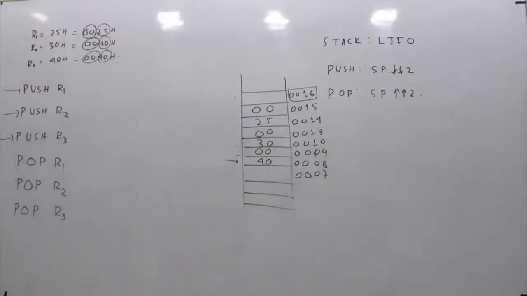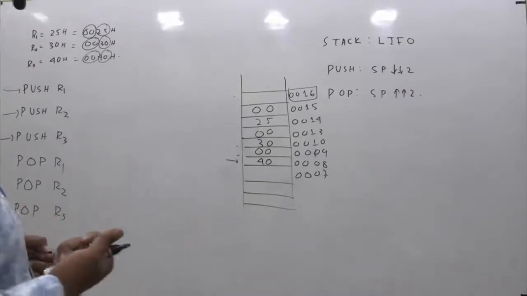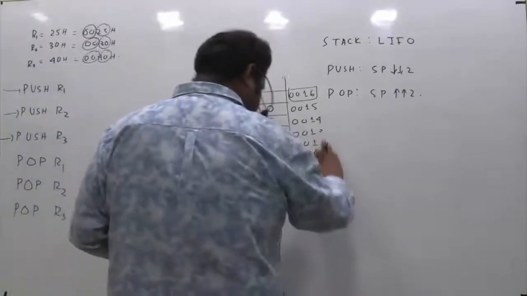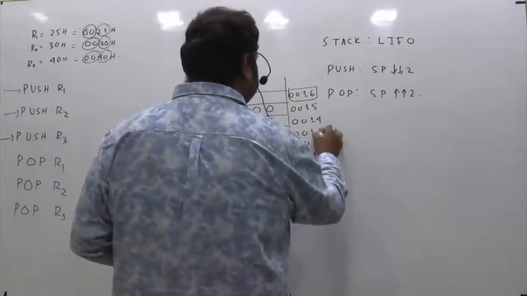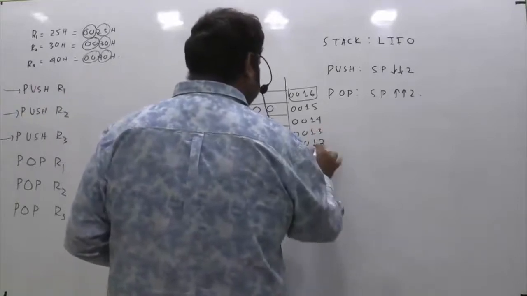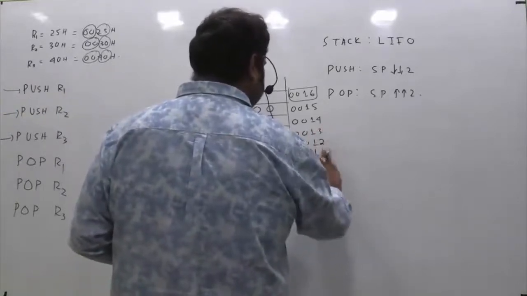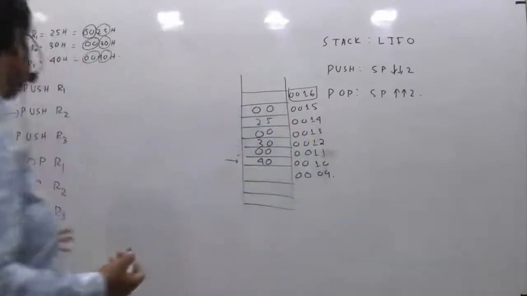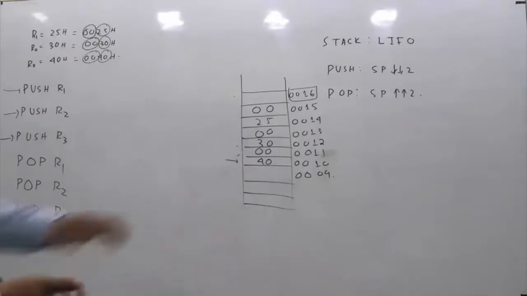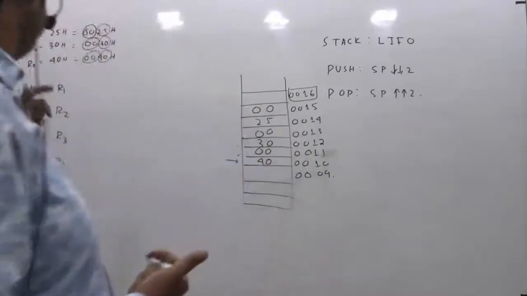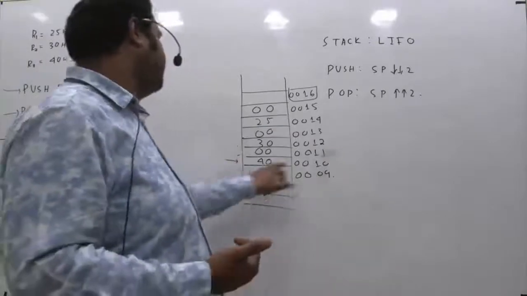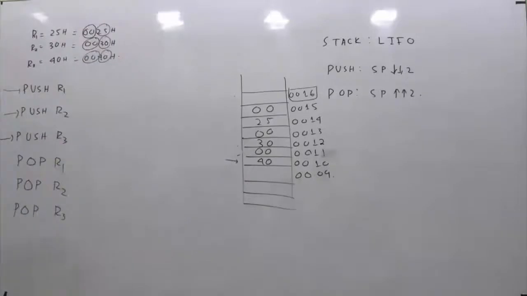In 1 push it decrements by 2, in 3 pushes it will decrement by 6, right? Actually I made a mistake. These are not in continuous order. This is 13, this is 12, this is 11, this is 10, and this is 9. So if 3 push instructions are executed, because memory is continuous, 2 into 3 is 6. So 16 minus 6 is 10. It will be pointing to here. So this is what the scenario is.